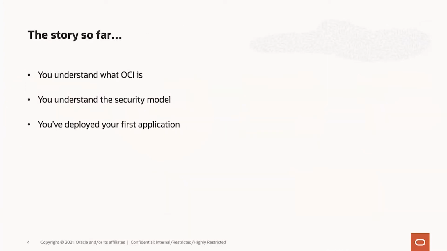If you've watched the sessions so far, and I strongly encourage you to watch all of them, you will now understand what OCI is, that it's a Generation 2 cloud, that it is available in multiple data centers across the world, that it has a number of unique features. You'll understand its security model, that it is security by default, a security first approach. And you've likely already deployed your first application.